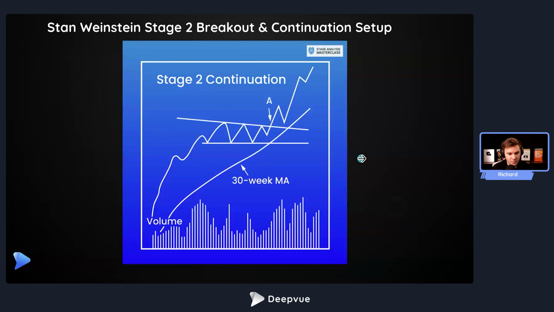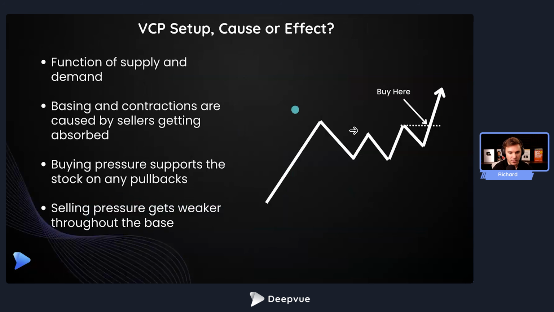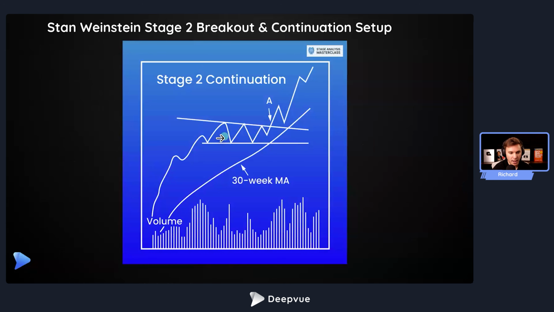All right. Then, just as another example, this is the Stan Weinstein stage 2 breakout and continuation setup. And this probably looks familiar given what we just talked about right here. Look at that. He's looking for a volatility contraction pattern, and the buy point is after a tight area on the right hand side. He's got a downward trend line. Some people use a horizontal line. I prefer to use that, but it's all personal preference.